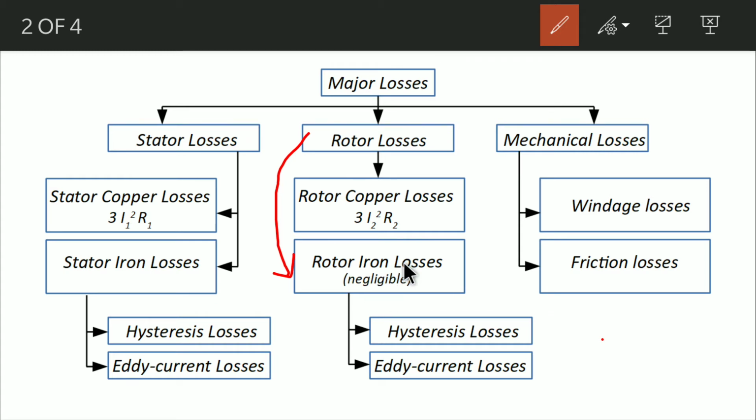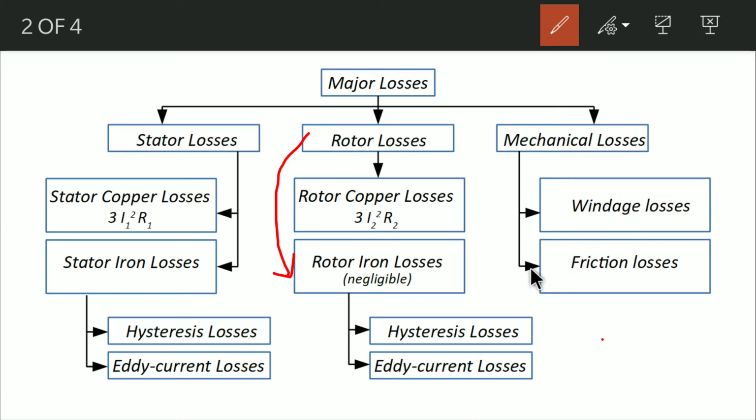Rotor iron losses are generally neglected, being negligibly small. And the third loss is the mechanical losses. Mechanical losses are further of two types: windage loss and friction loss. Windage, as its name indicates, is the air friction loss, the friction offered by the air to the rotating projected parts. It may be the overhang of the coils and the cooling fan, etc.